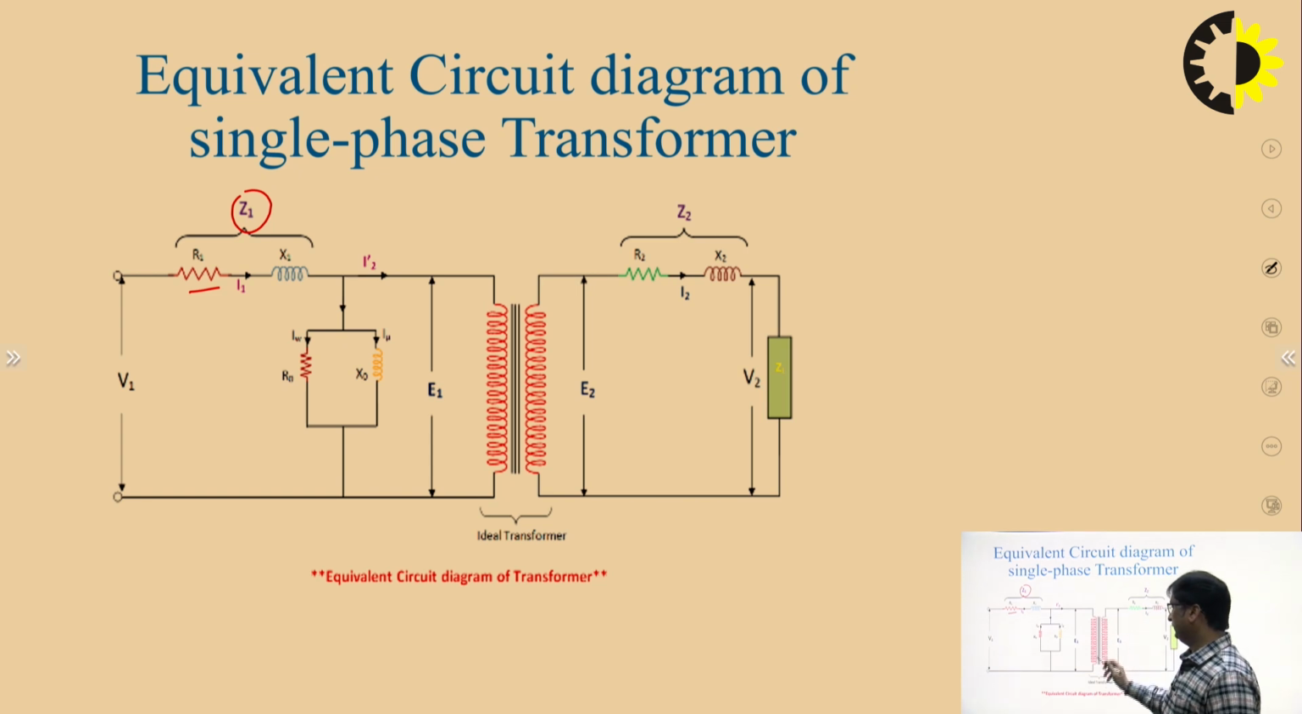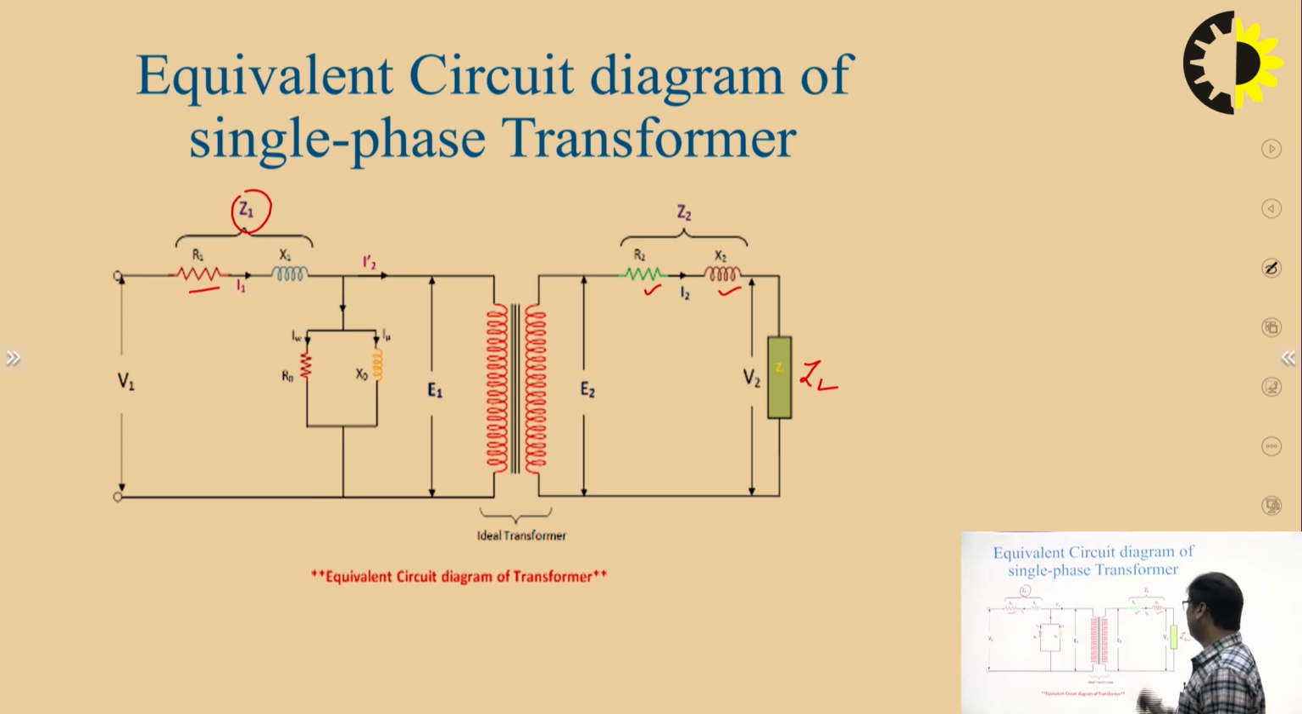E1 and E2 are the EMF induced in the primary and secondary winding of the transformer. Similarly, on the secondary side of the transformer, we have R2 and X2, the resistance and the leakage reactance of the secondary winding. We have a load ZL, the load impedance.